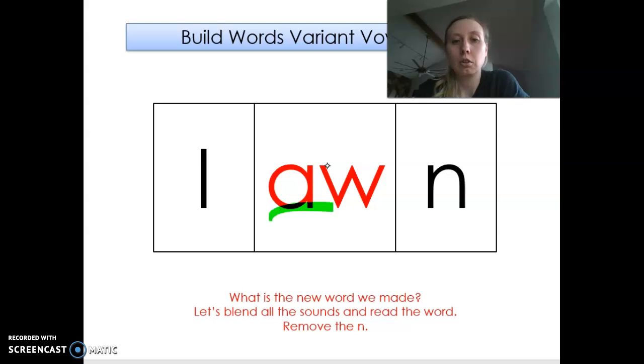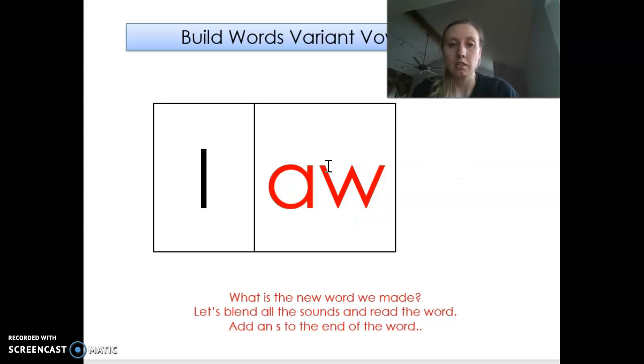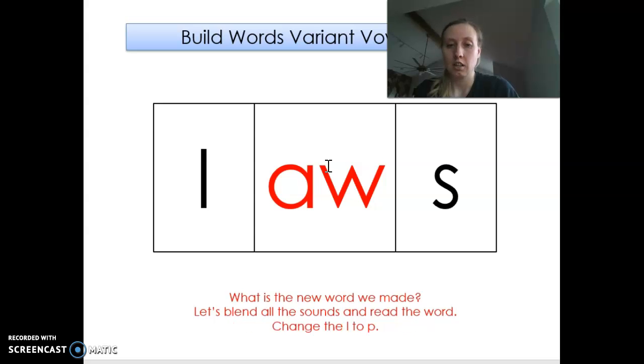Okay. 3, 2, 1, lawn. What is the new word we made? It's lawn. Now remove the N. So cover up the N. 3, and then it becomes law. Add an S to the end of the word. Laws.